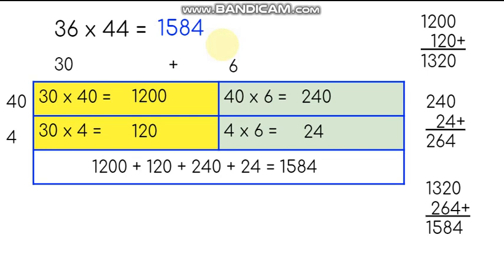Okay, I think that's all. Place value multiplication is, I think, something simple that you guys can learn too.